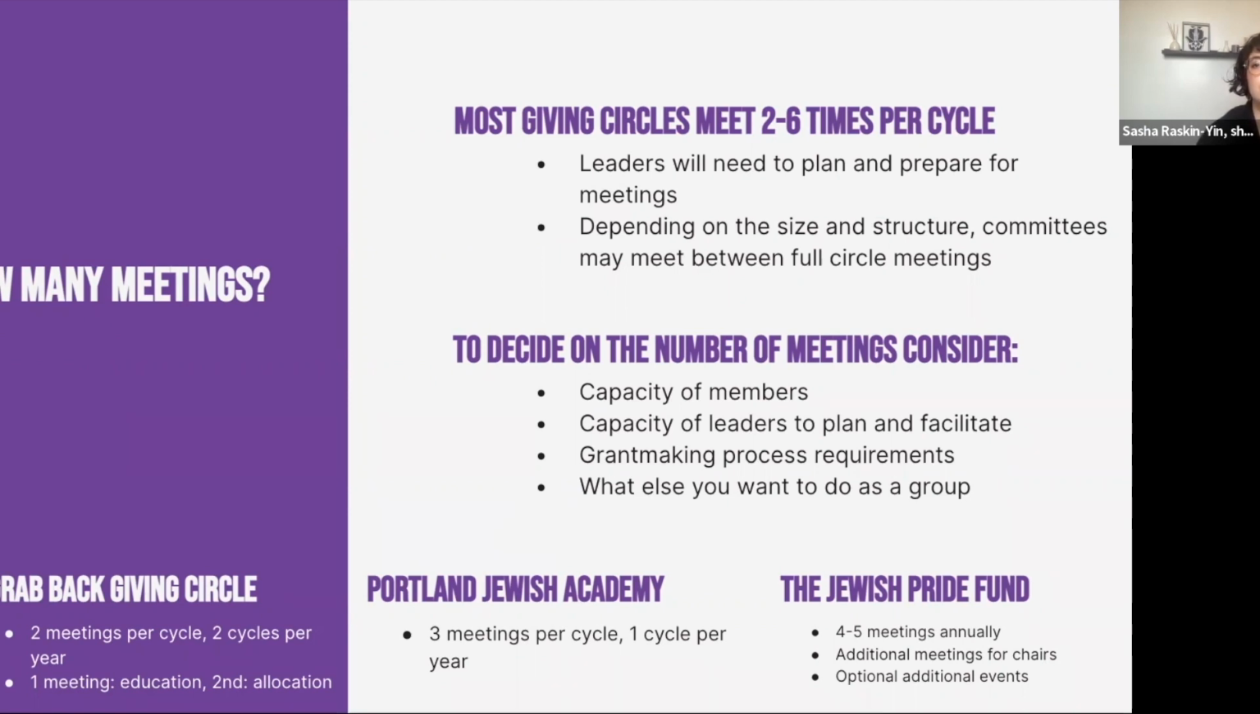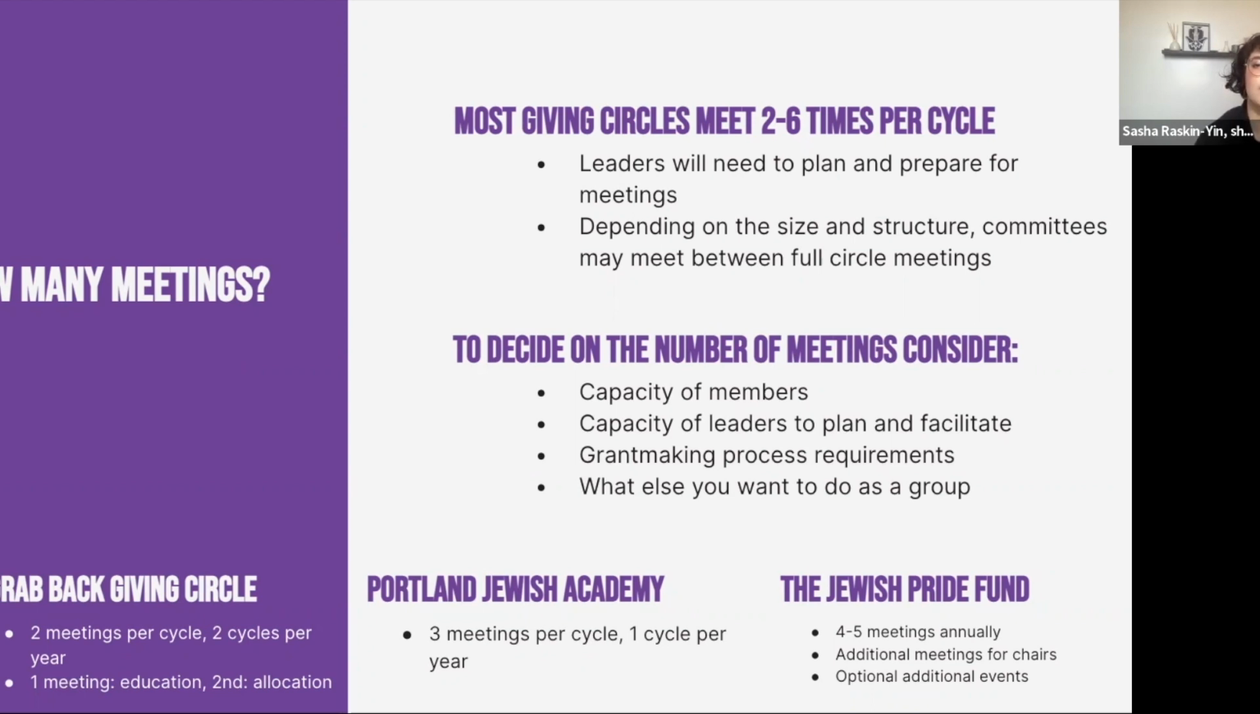Most giving circles meet between 2 and 6 times per giving circle cycle, and will have 1 cycle per year, although with fewer meetings, some giving circles have 2 or even quarterly cycles annually. The number of meetings should depend on your goals, your grant-making process, and the capacity of your giving circle leaders and members. If your goal is to educate or build leadership skills, make sure you have adequate time built in for learning or practicing the skills you want your members to gain.